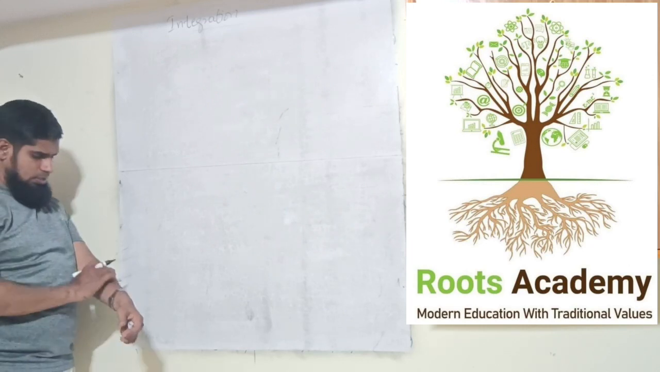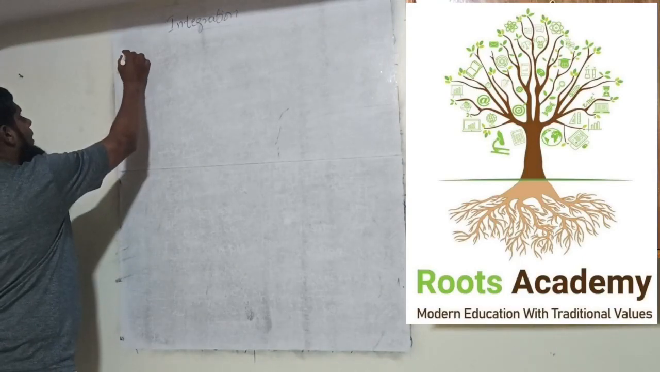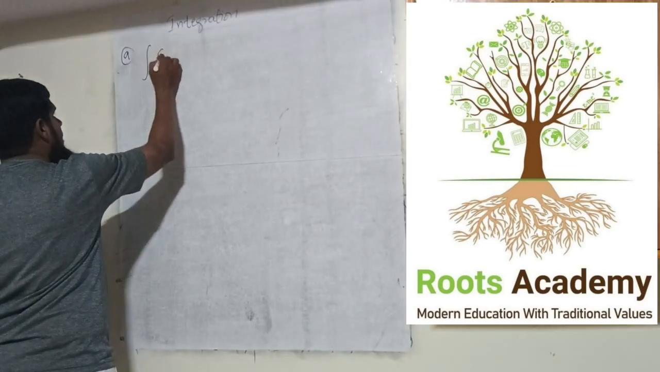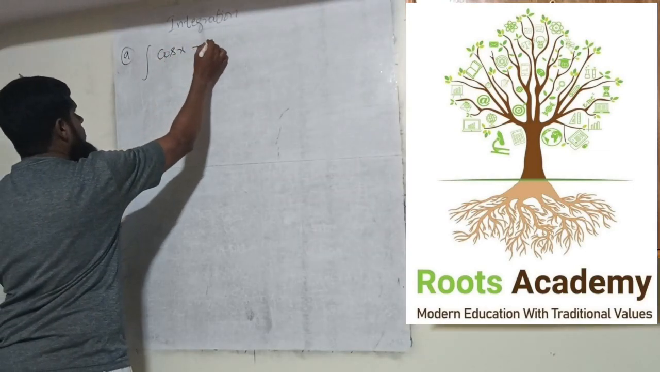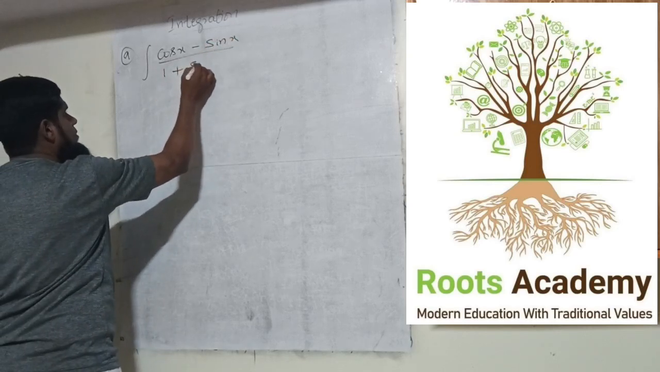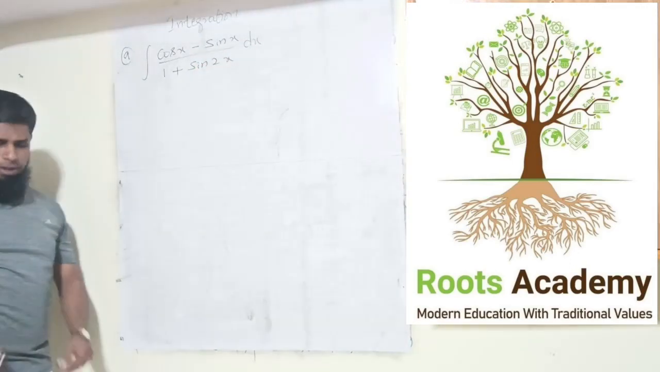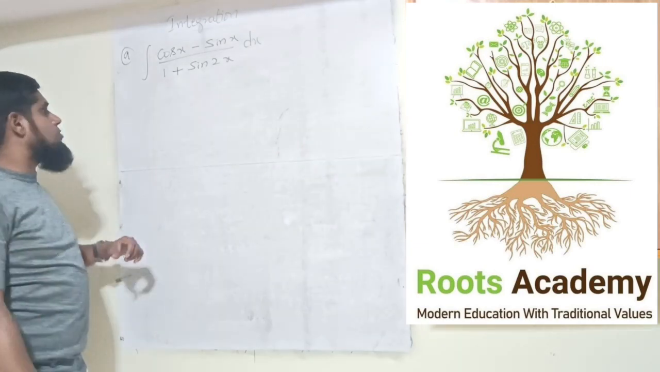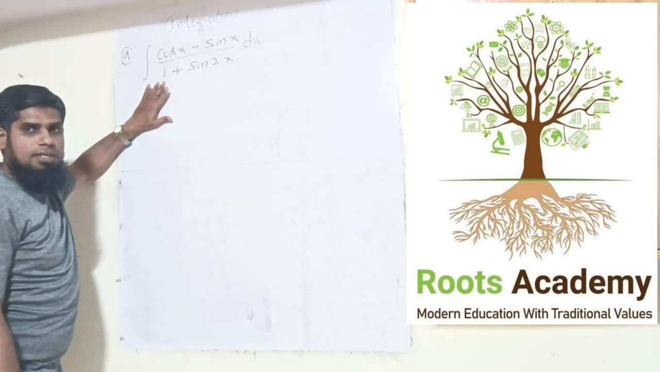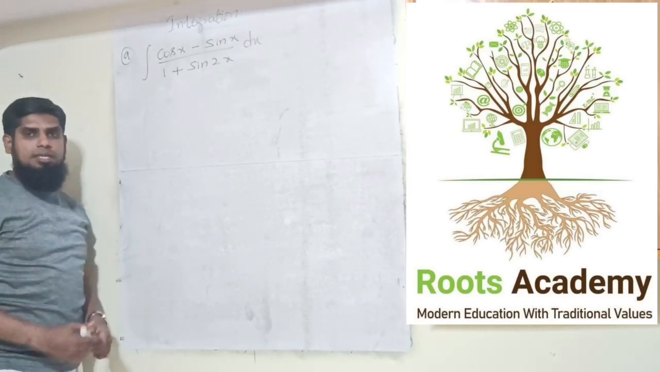Now student, the next problem is: find the integral of cos x minus sin x divided by 1 plus sin 2x with respect to x. I repeat the question. This time the question is find the integral of cos x minus sin x divided by 1 plus sin 2x with respect to x. Very simple one it is.